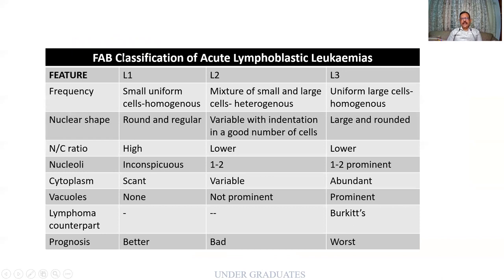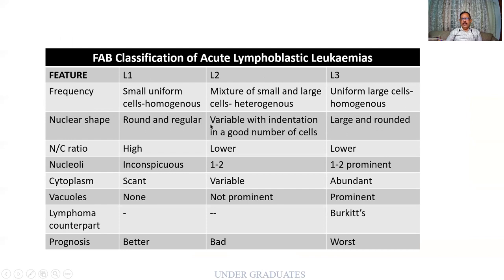FAB classification. There is an FAB, which is French, American, and British, classification for the myeloid leukemias, so also for the lymphoblastic leukemias. Here it is divided into L1, L2, and L3. Which is small? 1, 2, or 3. Obviously, 1 is small. So the cells are small, uniform, homogeneous.